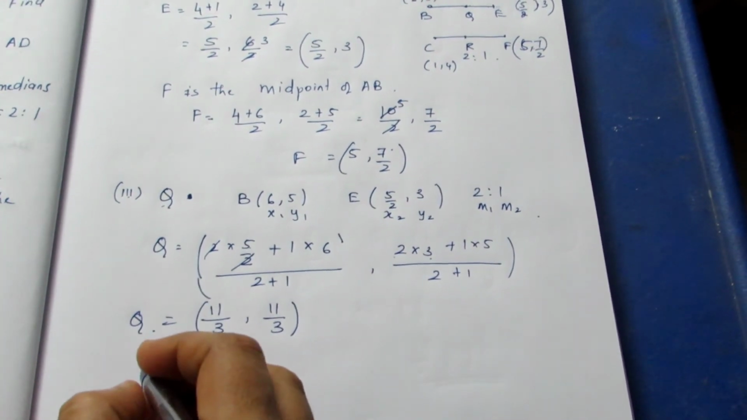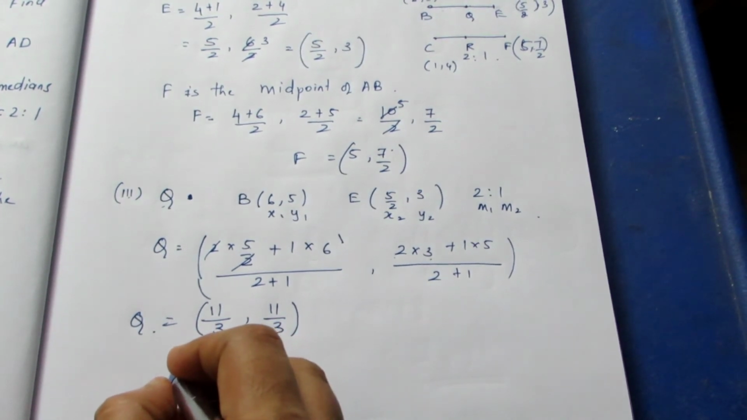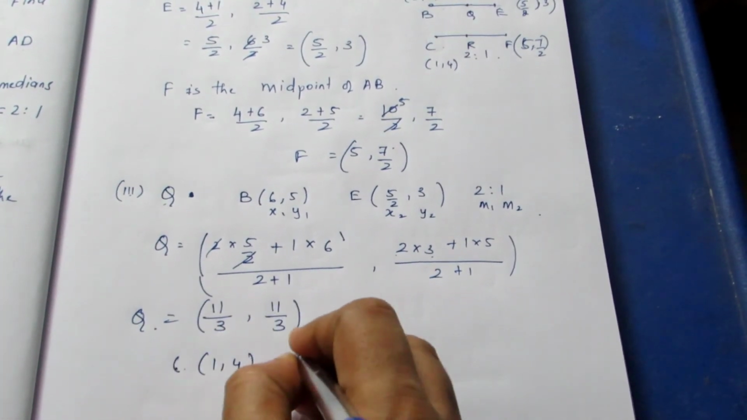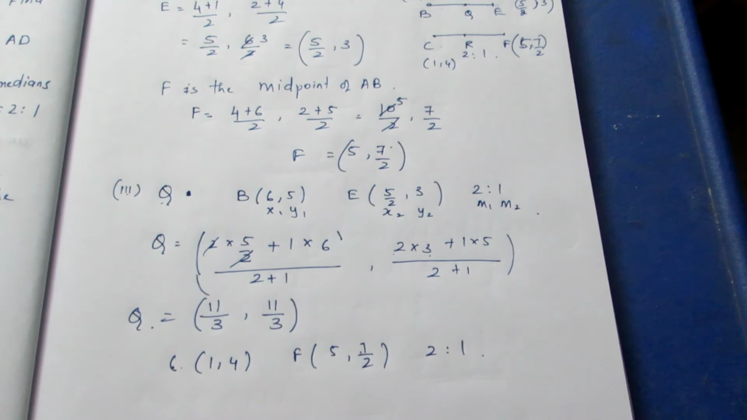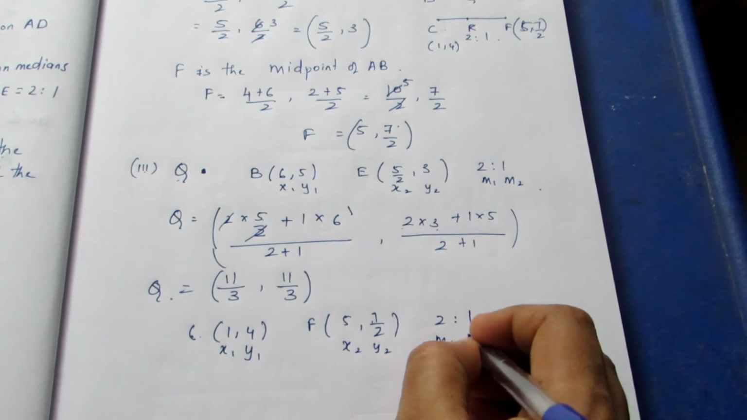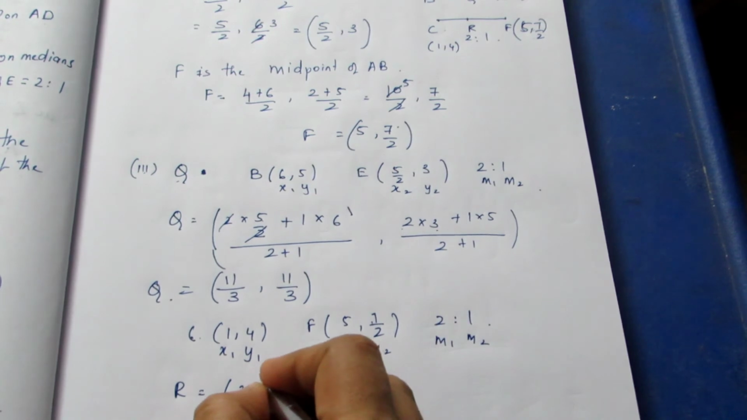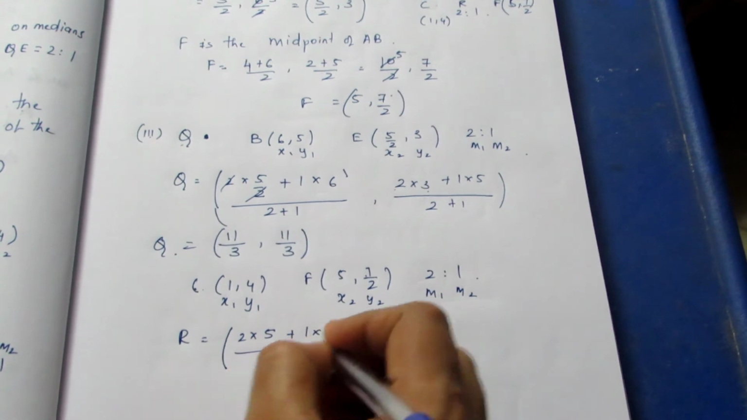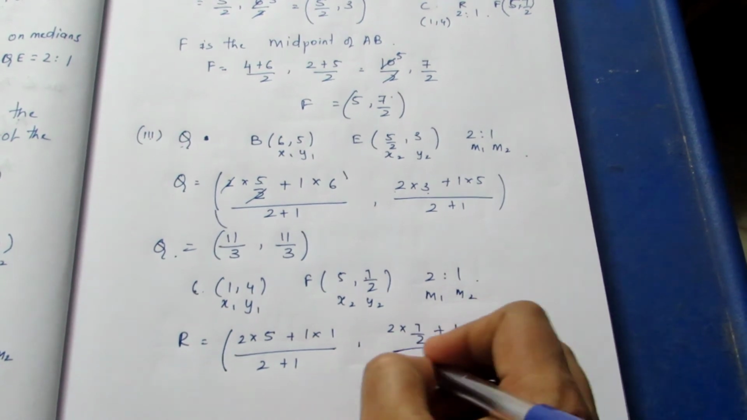The same way we need to find the R point. To find R, it is in the ratio on CF, so write the CF values. C is 1, 4. F is 5, 7 by 2. The ratio is 2:1. Just substitute the values. Here they become x1, y1, x2, y2, and this becomes m1, m2. So your R is equal to 2 into 5 plus 1 into 1 by 2 plus 1, comma, 2 into 7 by 2 plus 1 into 4 by 2 plus 1.